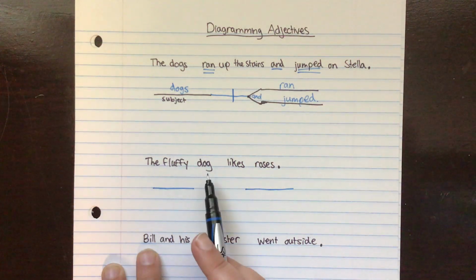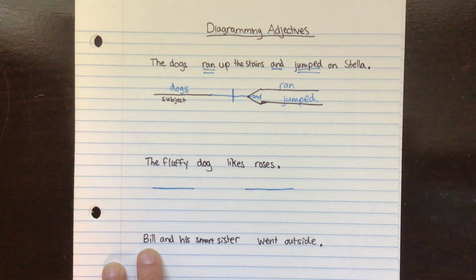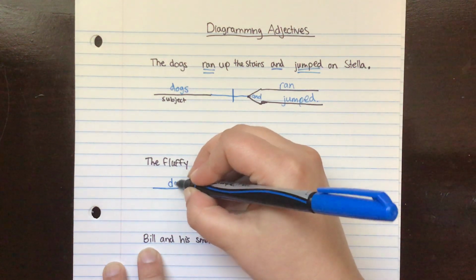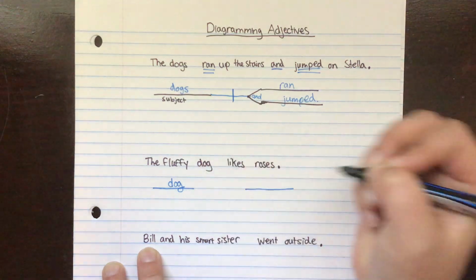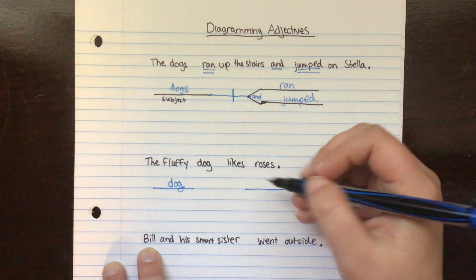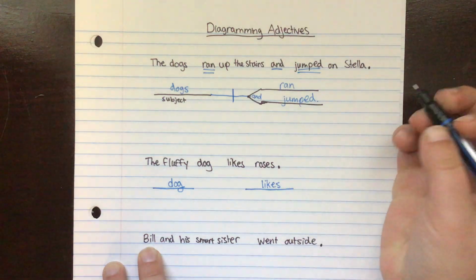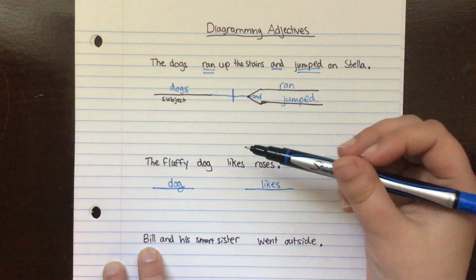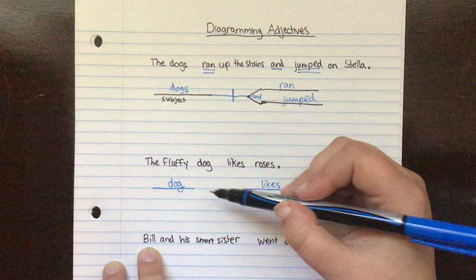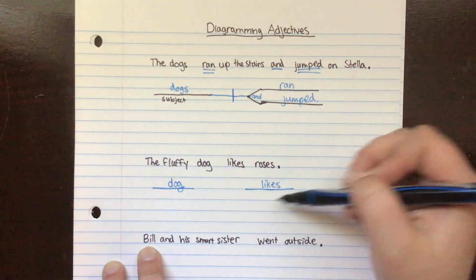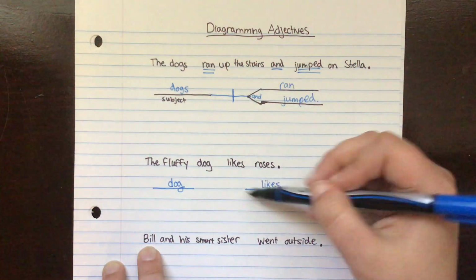Let's read our sentence. The fluffy dog likes roses. So our subject is the who or the what. Who likes roses? The dog does. So dog is my subject. What is the dog doing? Well, it's liking things. So likes is our verb. Now, adjectives are always going to describe the subject. So we're never going to put adjectives off of the verb at all. We leave the verb just like that.